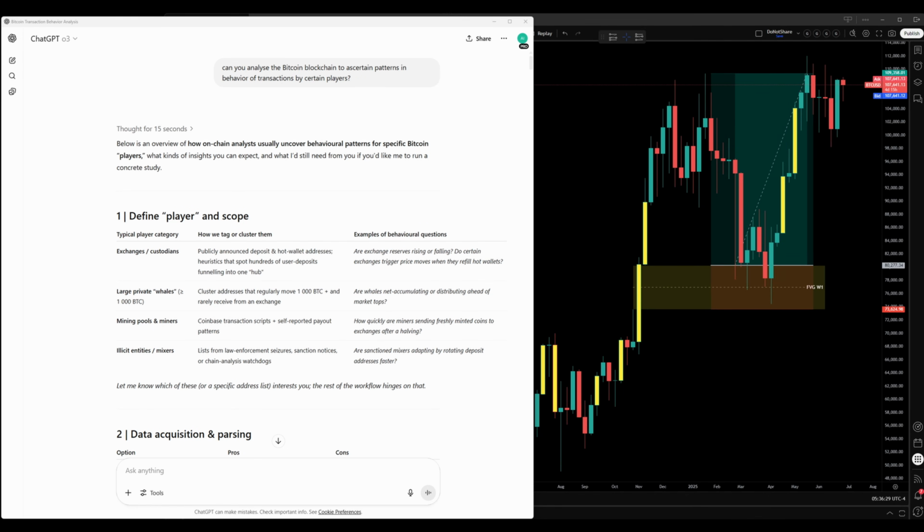Using AI, I hacked ICT Fair Value Gaps to find out exactly what they are, why they occur, and how you can use them. Now, the great insight I provide is I analyzed the BTC blockchain to see exactly what is going on under the hood.